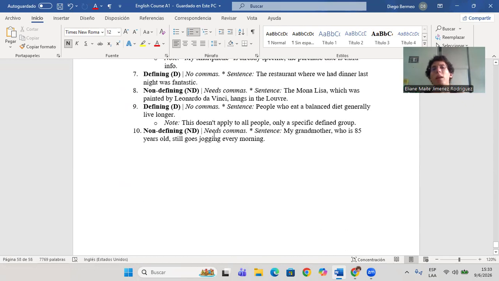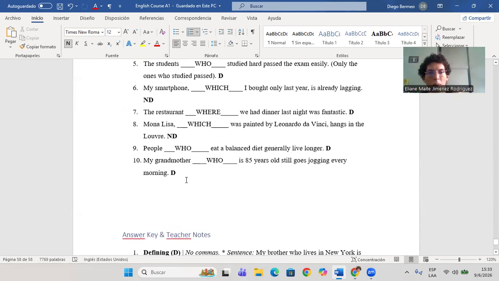Let's see why. I just failed on number 10, apparently. It needs commas. My grandmother, who is 85 years old, still goes jogging every morning. It can be also like that. I mean, it can definitely be like that as well. But the problem is that you never know the context. Like if you have various grandmas or you only have one, because if you only have one, then it is definitely non-defining.